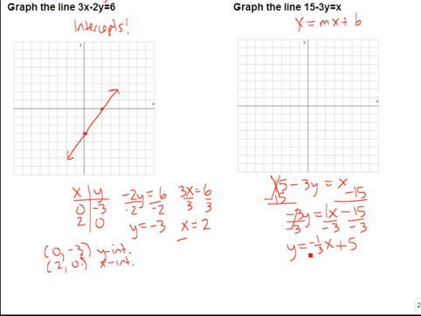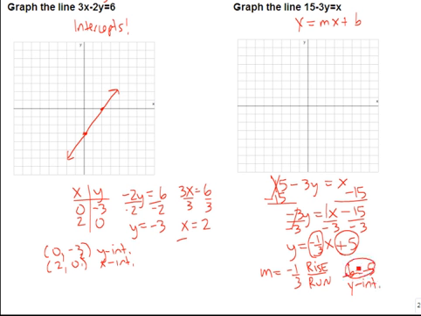So what I end up with here is this new equation equivalent to the original one, but now it's in that slope-intercept form. The coefficient of x is my slope m. So negative 1/3 is my rise over my run. And this constant on the end is my b. That's your y-intercept.